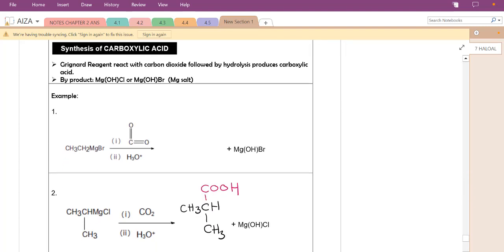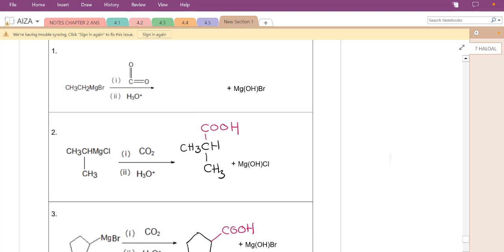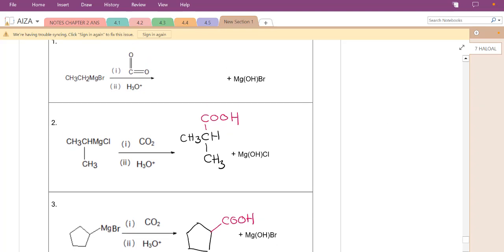Okay, the last one is synthesis of carboxylic acid. So now, Grignard reagent react with carbon dioxide followed by hydrolysis to produce carboxylic acid. Okay, so the concept of the reaction will be the same. Okay, so carbon delta minus, Mg is plus. So carbon dioxide is CO2. So the carbon has 2 double bonds O. Okay, so this carbon is delta plus. So one of the oxygen is delta minus.